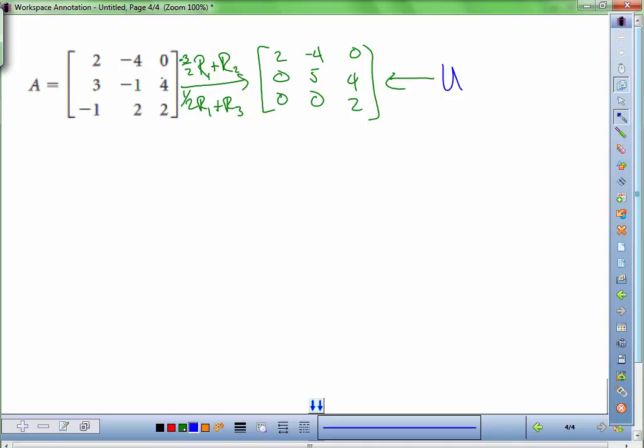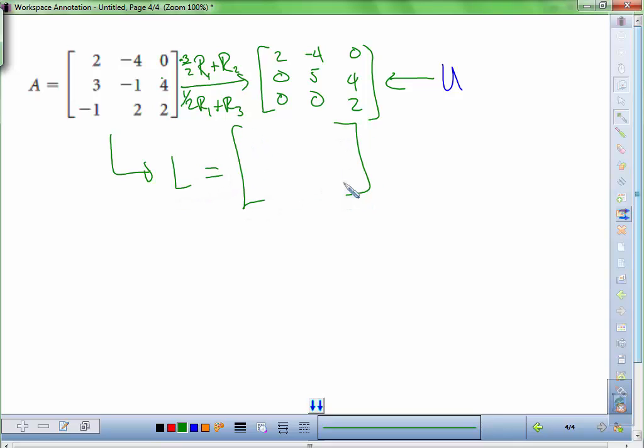Now to construct your lower triangular matrix, this is unit lower triangular, by the way, so we know that the diagonal is going to be 1s.